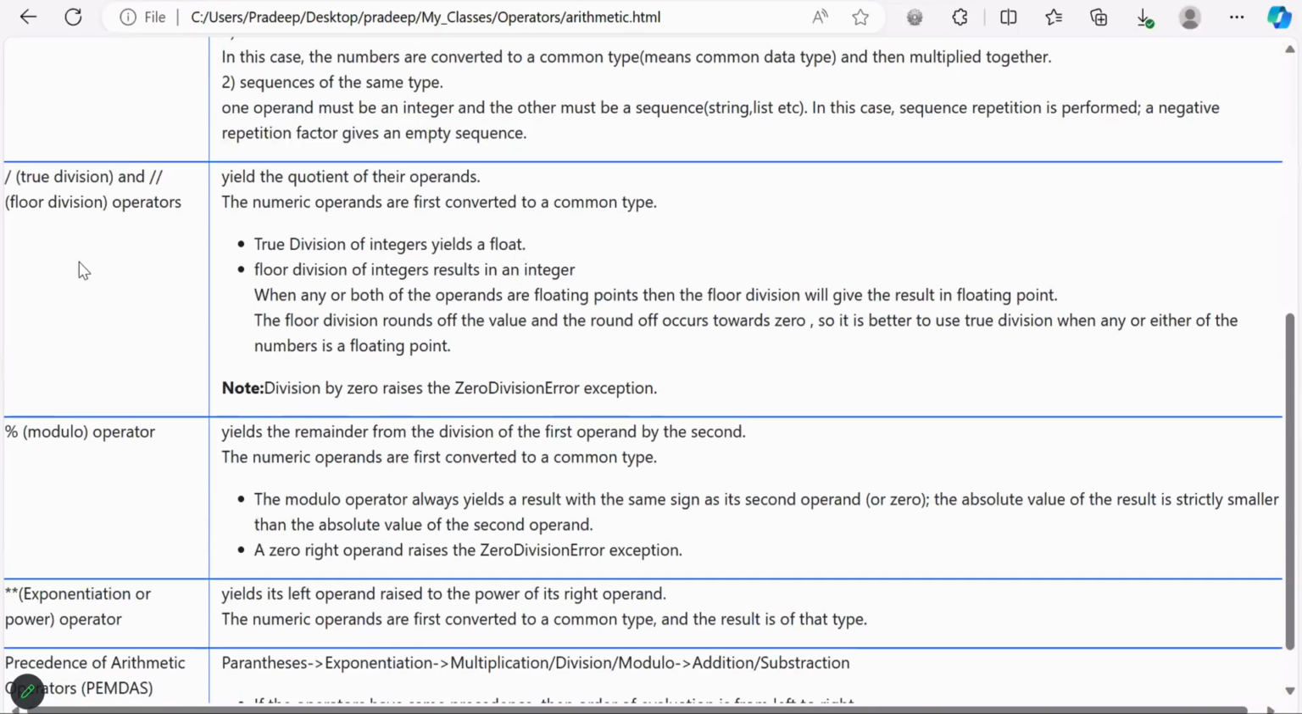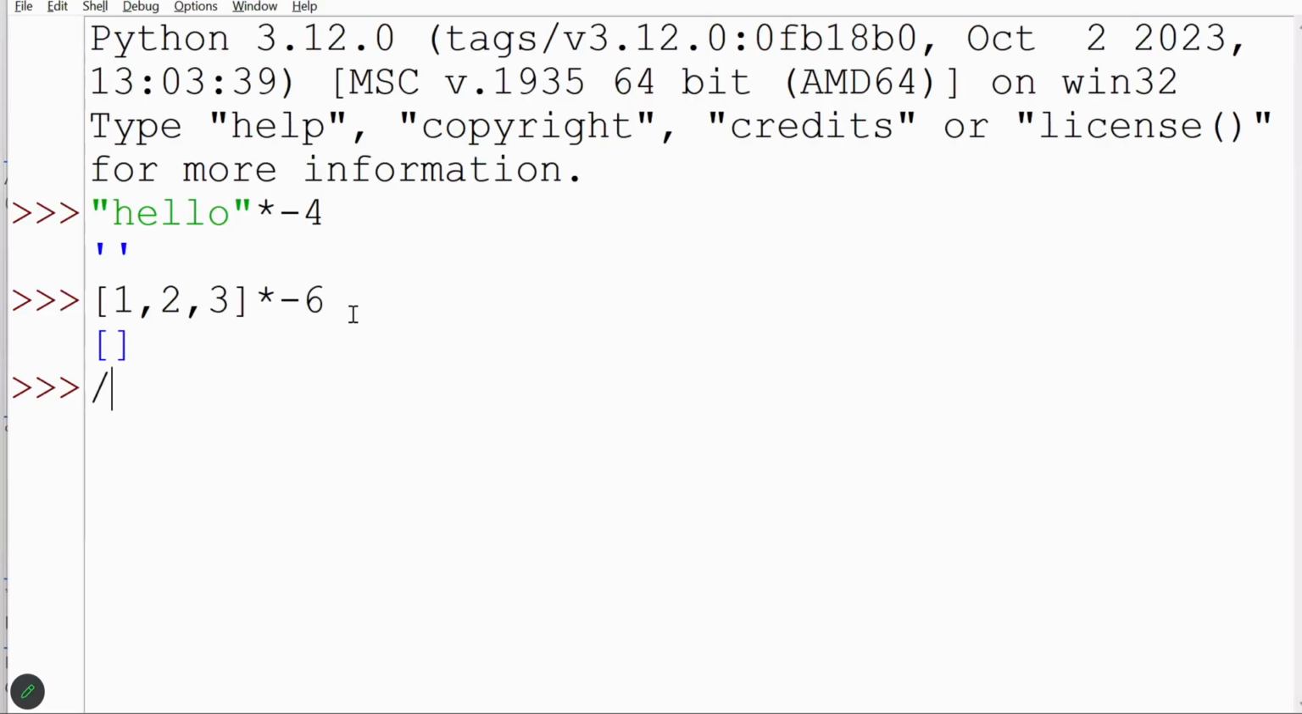Next is true division. True division of integers, floor division of integers, and all these things. What is true division and floor division? In division we have two types. One is represented with the normal division symbol, forward slash, and the other one is represented with floor division. The normal case you consider as true division, because it will give the exact value.